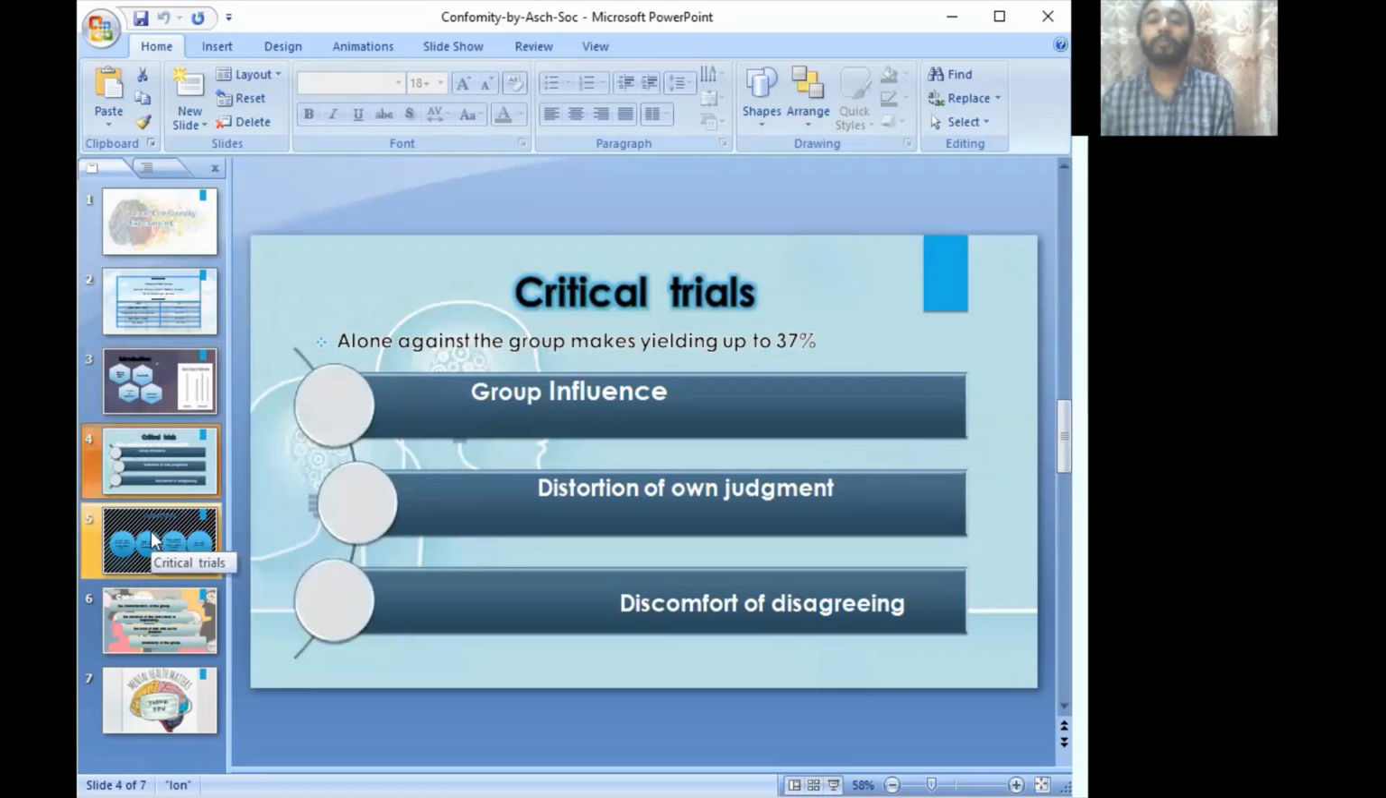The first part is group influence. So what is group influence? Group influence is a phenomenon that occurs when the majority of people in a group influence the thoughts and behaviors of other people within that group. Groups use their shared beliefs and experiences to strengthen the group, which can be positive or negative.